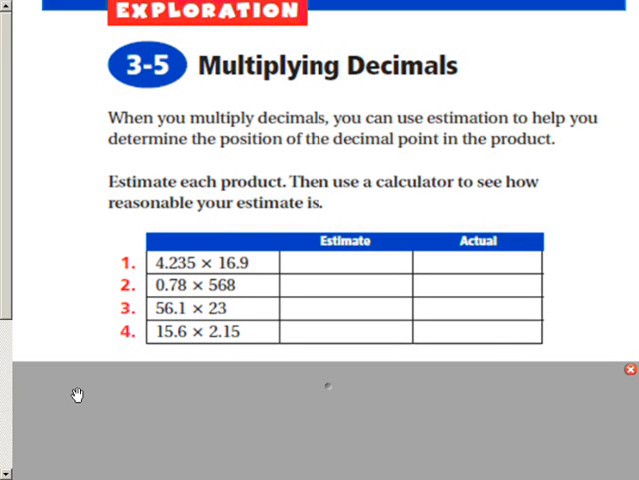All right, so let's take a look at multiplying decimals. When you multiply decimals, you can use estimation to help you determine the position of the decimal point in the product. Remember, product is the answer to a multiplication problem. First, what we're going to do is look at each problem. We're going to estimate each product. Then we're going to find the actual answer and see how close that we really are.